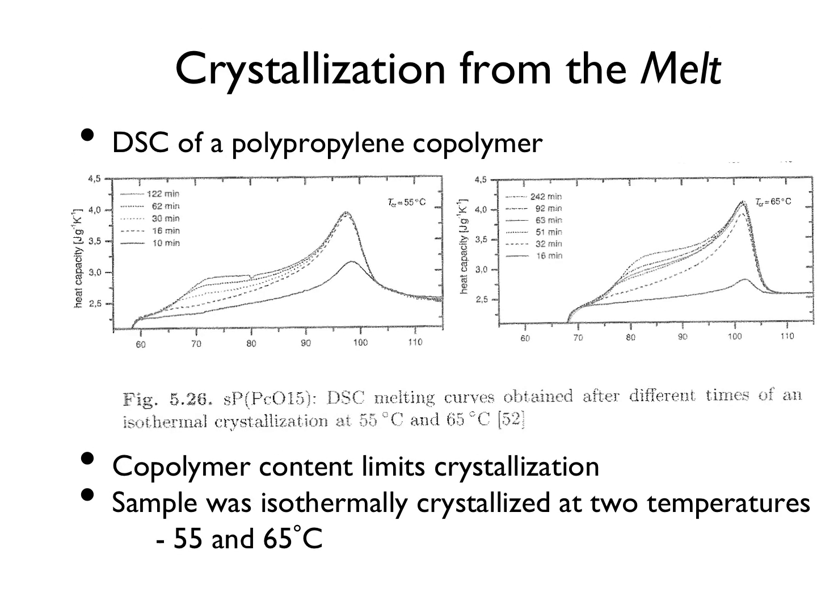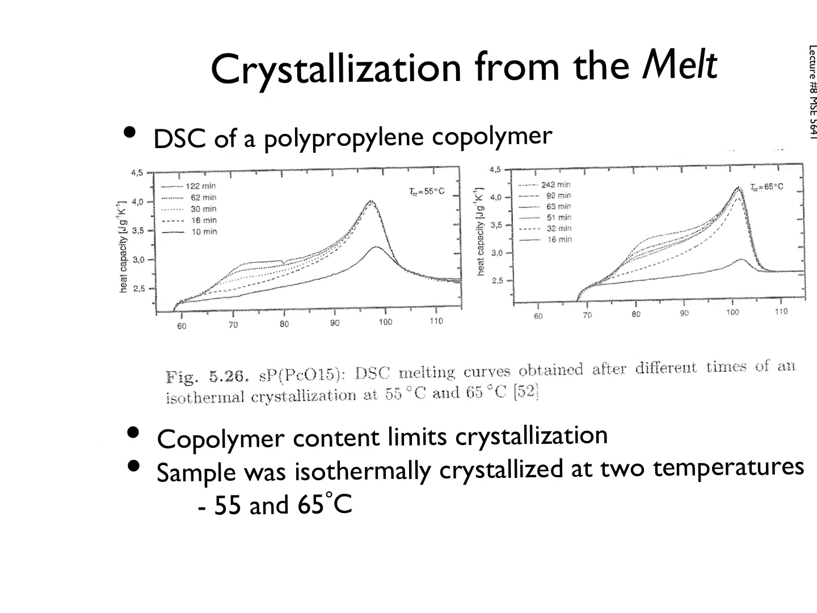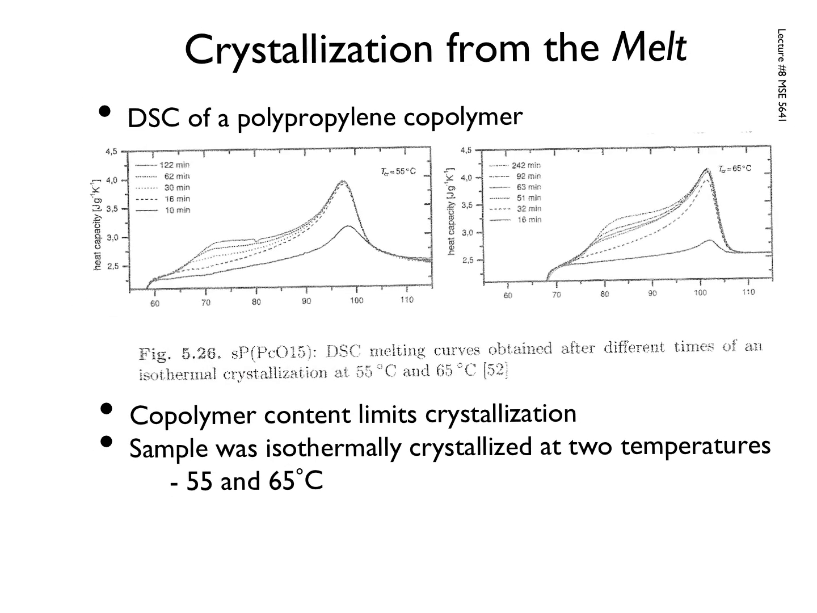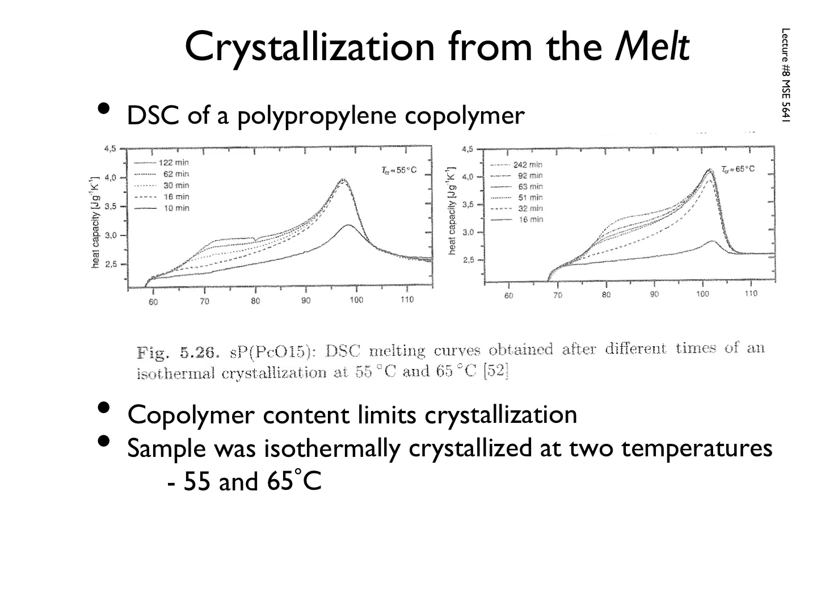All right, and so something that's a little more familiar to us is DSC of a polypropylene copolymer. That one we know, but what we're doing is looking at isothermal crystallization at 55 and 65 degrees centigrade, and we're looking at these different crystallizations at 55 and 65 degrees centigrade for different amounts of time. Okay?